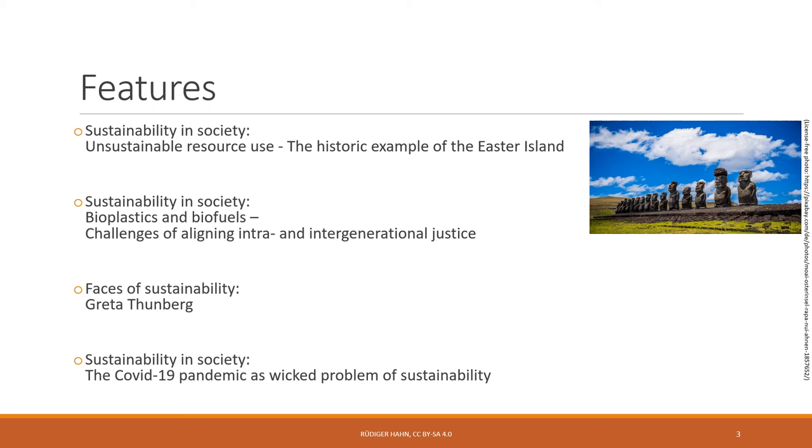Sustainability in society 2 is about bioplastics and biofuels. That is about the challenges and the trade-offs that are sometimes there between the different elements of justice, and trying to illuminate that with the idea of bioplastics and biofuels. Then we talk about faces of sustainability in the book as well. Greta Thunberg, who is an advocate for environmental issues, but also for social issues, interesting personality. And we will have the COVID-19 pandemic as an example for a wicked problem of sustainability in the feature on sustainability in society number 3.